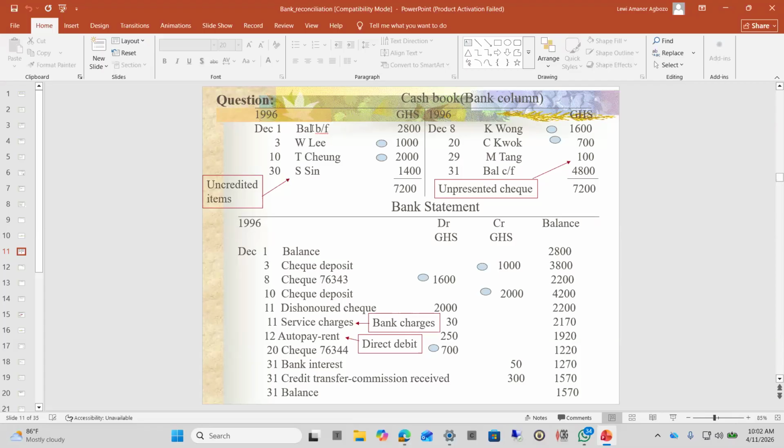Let's continue. Okay. So then on 10th December, it's T Shank, which is 2,000. And then on 30th December is S Sin, which is 1,400. Okay, and then when you go to the credit side, December 8th, K1 is 1,600. Okay. And then what does that mean?